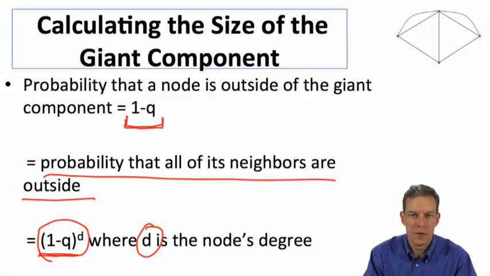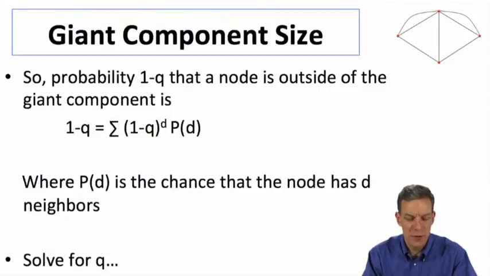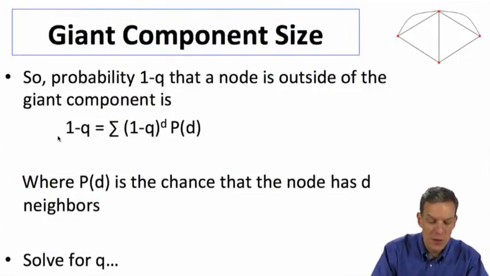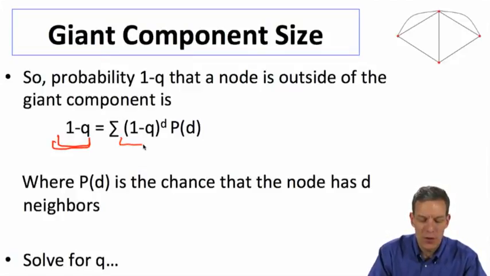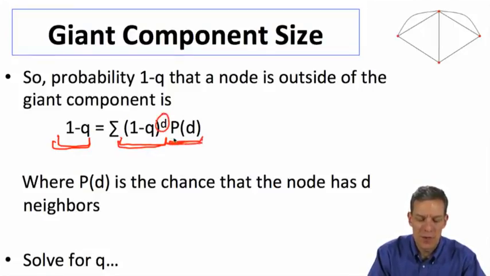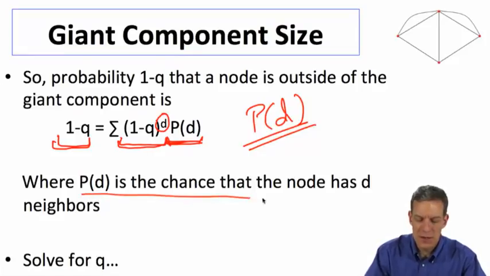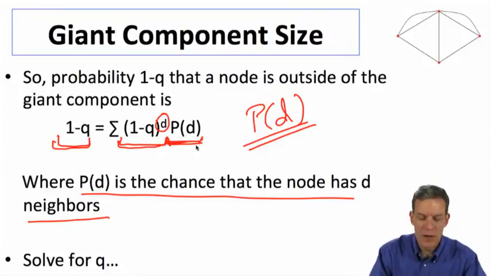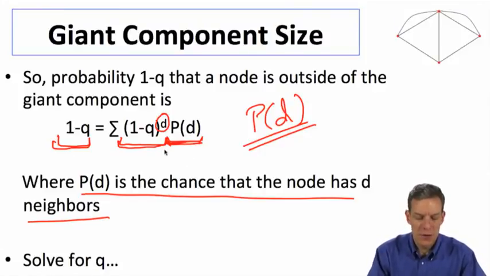Okay? So we have this q, we're going to try and solve for q. So the probability that you're outside the giant component, that's 1 minus q. It's also the probability that all of your neighbors are outside the giant component. You have d neighbors. What's the probability that you have d neighbors? Well, it's given by a degree distribution. So p of d here is our degree distribution. So this is the chance that you have d neighbors. And once we've got a degree distribution, then we can solve for q.